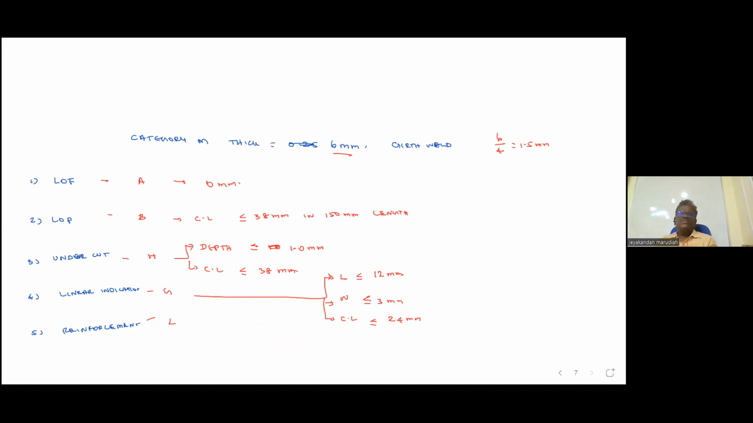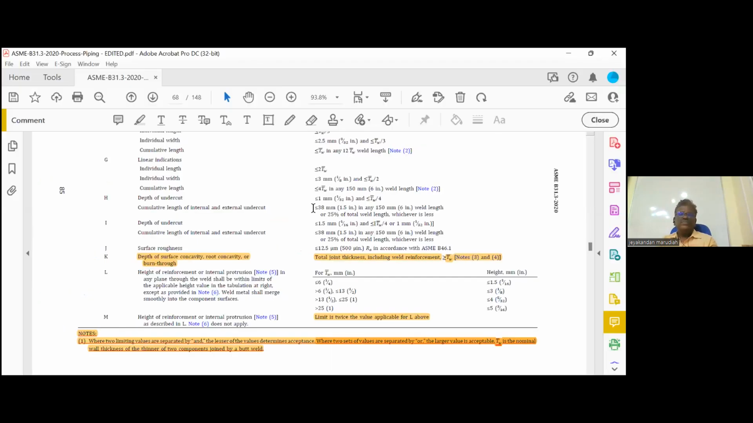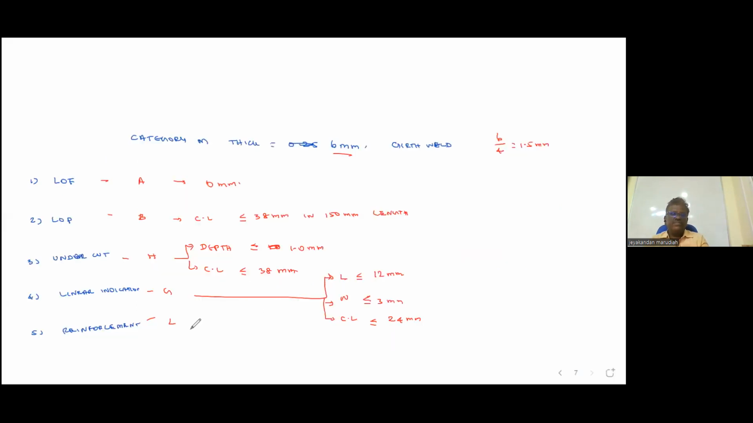Note 2, nothing will be there. No problem, don't worry about the note. Then finally, L reinforcement: for less than or equal to 6 mm, the reinforcement should be 1.5 mm. Reinforcement height less than or equal to 1.5 mm.